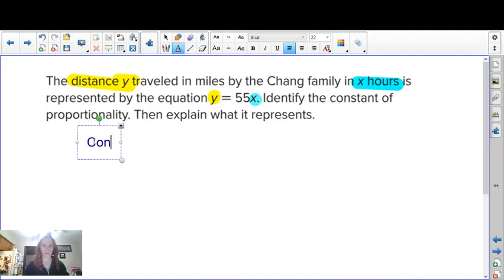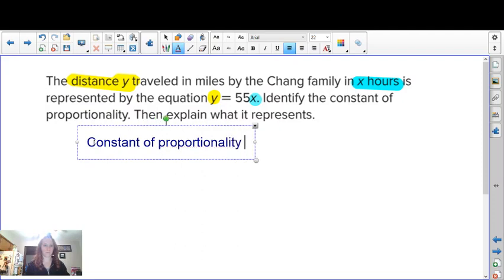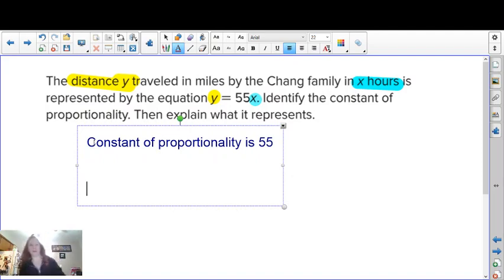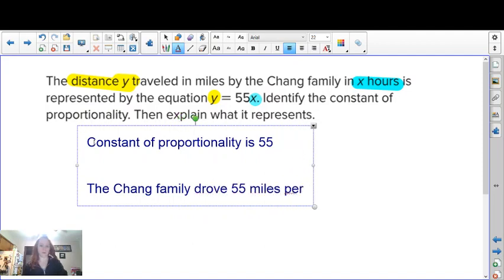So the constant of proportionality is 55. And because we know that everything is miles per hour and we're going to assume we're in the US, the Chang family drove 55 miles per hour.